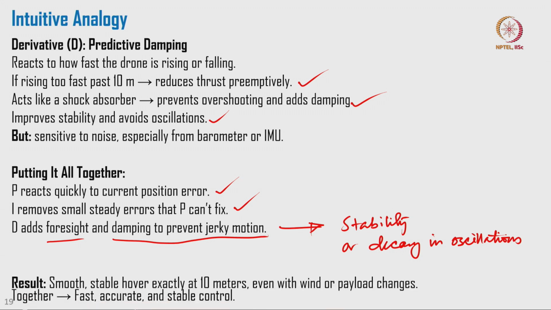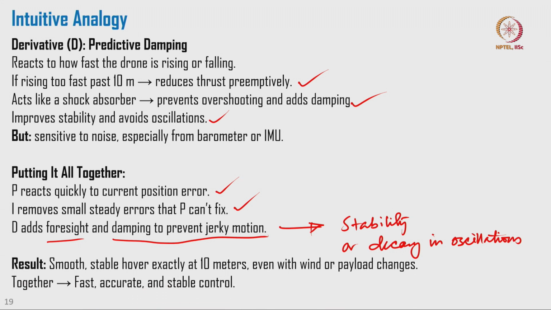Okay, fine. So, finally, if the PID controller is properly tuned, what we will get is a smooth stable hover exactly at 10 meters, even with wind or payload changes. So, it should be able to handle disturbance, it should not have overshoot, it should not have oscillatory nature in its response, and it should be very smooth and stable.